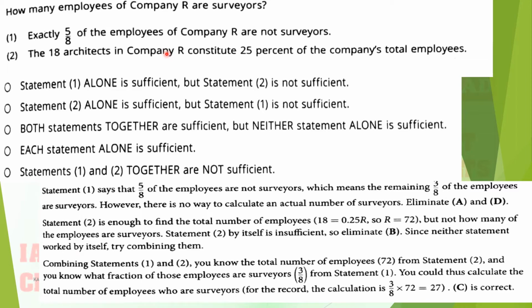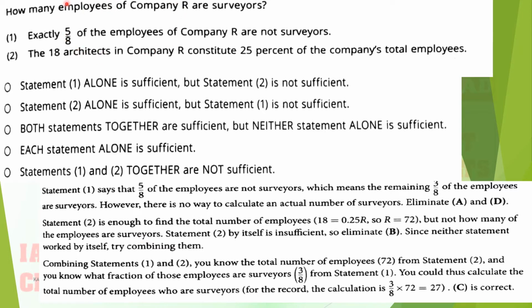So from this statement you can get the total number of employees. Okay, total: 18 architects in company R constitute 25% of the company's total employees. You can get the total number of employees, but not how many employees are surveyors. So from the second statement alone you can't answer the question.